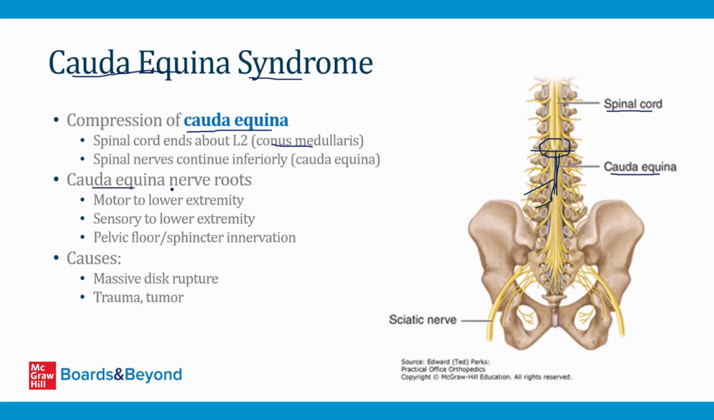And the cauda equina gives off nerve roots that come off the spinal cord, especially at the sacral level, which are motor to the lower extremity. They're also sensory to the lower extremity. They also innervate the pelvic floor and the anal sphincter and areas like that. So you can get compression of these fibers for a couple of reasons. One thing that can cause this is a massive intervertebral disc rupture. You can also see this in patients who have trauma and fractures of the spinal cord. You can also see it sometimes from patients who have large tumors growing in this region.